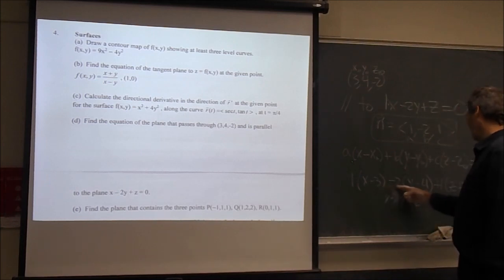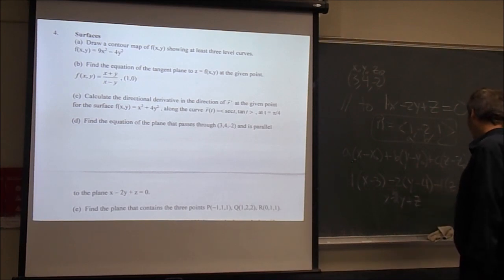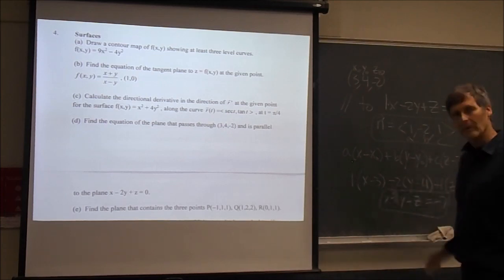Let's see, minus 3 plus 8 is 5. 7 here, so we have minus 7 on this side. So you can write it in this standard form.